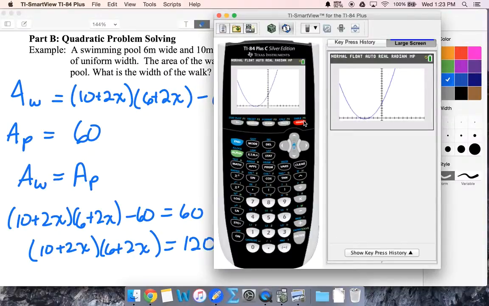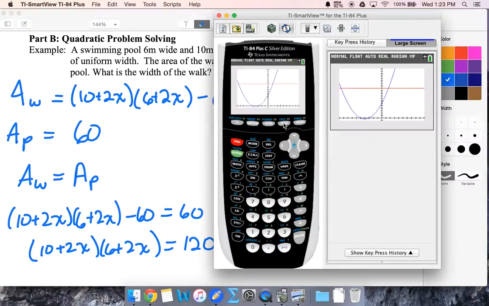All right, so there's my quadratic. That's the left side of the equation. And there's my 120. And like I suspected, there are two answers. There's a solution over here and a solution over here. But this negative x value makes no sense. So I don't even want to consider that one. I want this positive x value, which looks like it's somewhere between 1 and 2 meters. So let's look at that.